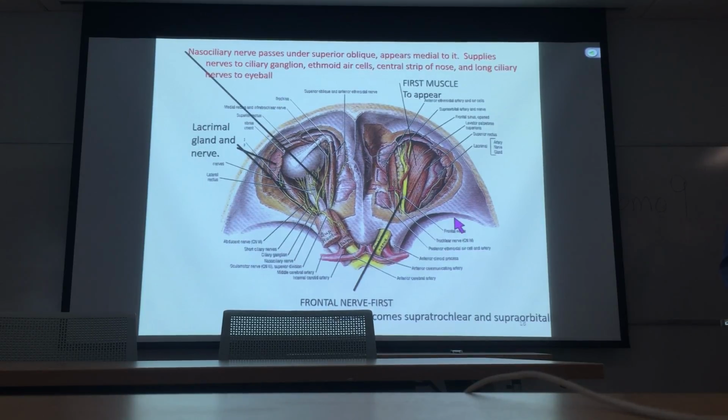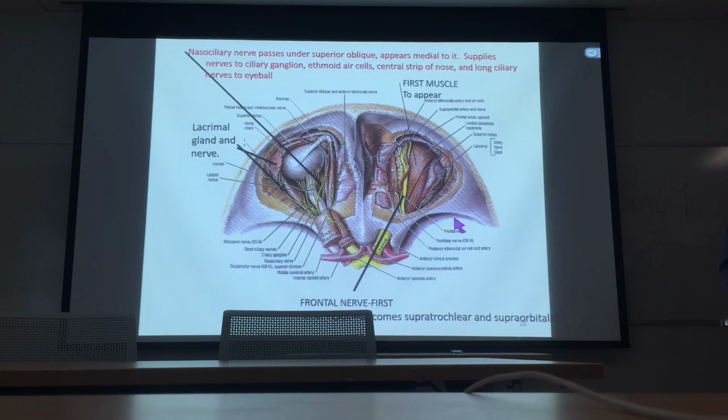Okay, so nasociliary, so you can see the frontal nerve lying superior to levator palpebrae superioris and superior rectus. And the lateral aspect of the orbit would be the lacrimal nerve, headed right over the lacrimal gland. Remember, it's a sensory nerve. It's not so much about the function of the lacrimal gland, it's sensation from the lacrimal gland and out onto the skin of this portion of the orbit.